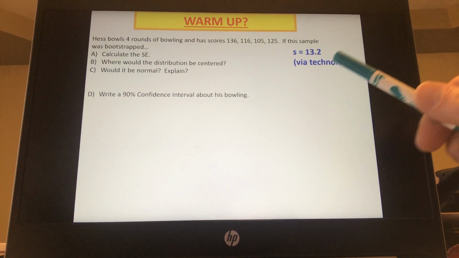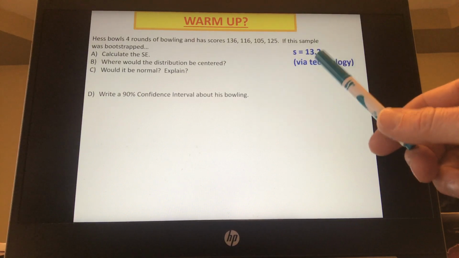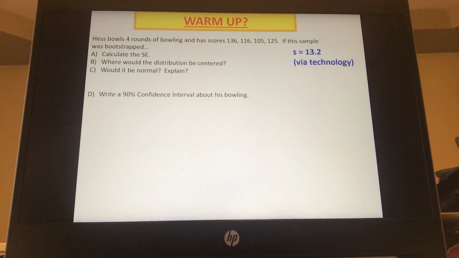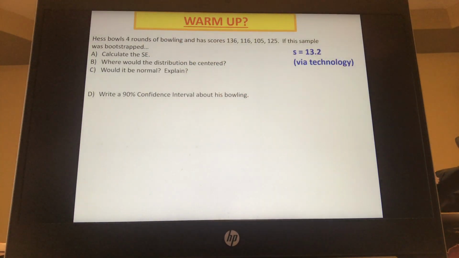The standard deviation, if you use StatKey or your TI 87, whatever, is around 13.2 approximately. Usually that's going to be a given in these problems, or they're going to say use technology to find that. So if I take that number and divide it by the square root of 4, because the sample size was 4, basically I'm cutting that in half. That's around 6.5, around 6.6 is the standard error.